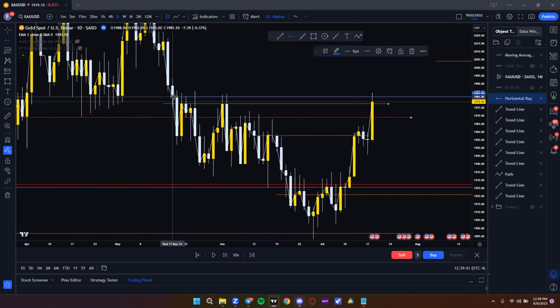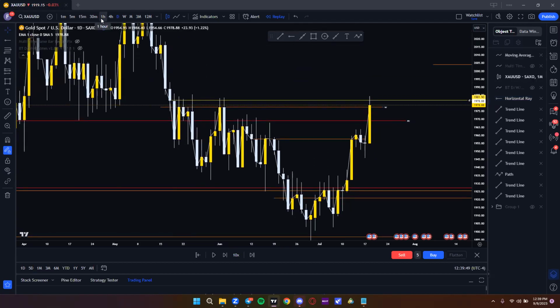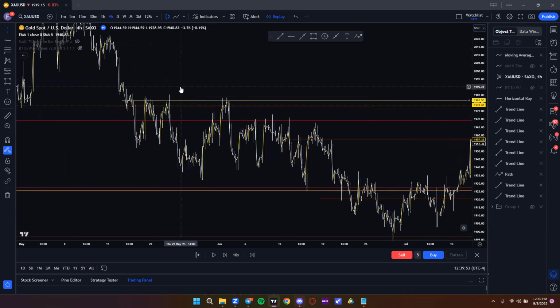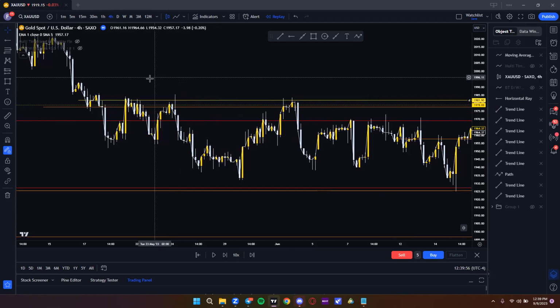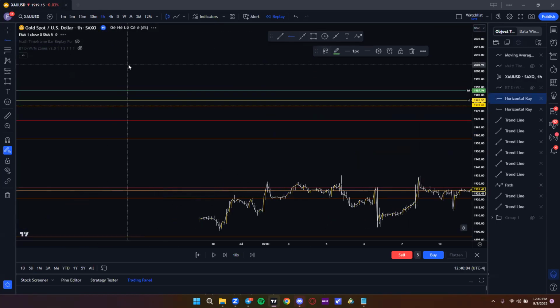This is our daily level. And I believe it was H1, but let me see. Let me just mark the H4 just in case, and then I'll do the H1. H4 and H1.